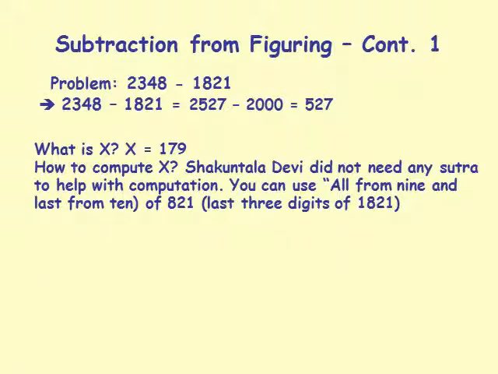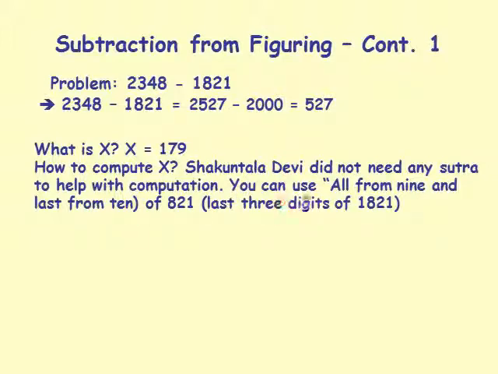And what's x in here? x is 179. How do you compute x? Shakuntala Devi did not need any sutra to help with computation, but you can use all from 9 and last from 10 on 821, the last three digits, except the leftmost digit. If you apply all from 9 and last from 10, 1 from 9 is 8, 2 from 9 is 7, and 1 from 10 is 9. So it's 179.